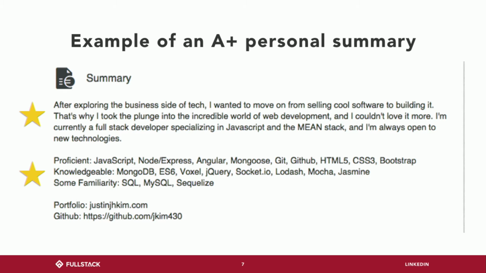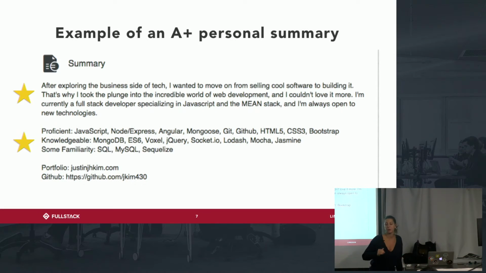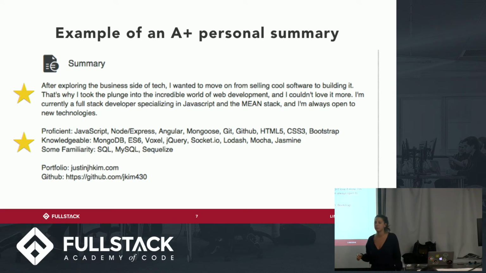And then we talk about the proficient technologies, knowledgeable, and some similarities. These are keywords, right? That's what we were just talking about. A recruiter will do a search for something like software engineer, plus JavaScript, plus MongoDB, plus Hadoop. And whoever comes up is who I'm going to be looking at, right? So if you don't have these keywords on your profile, you're not coming up.